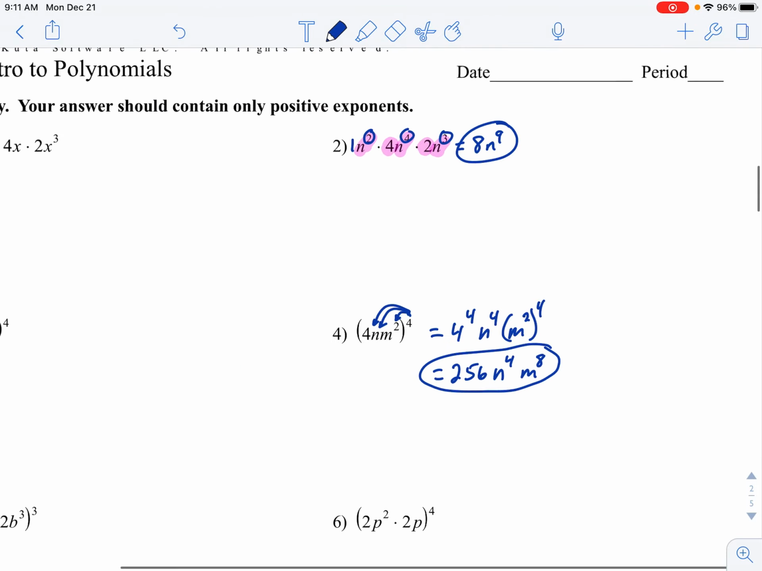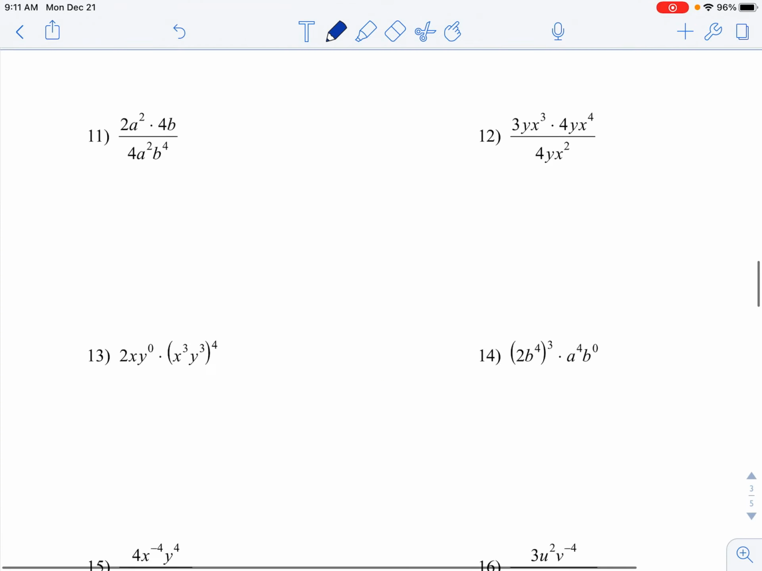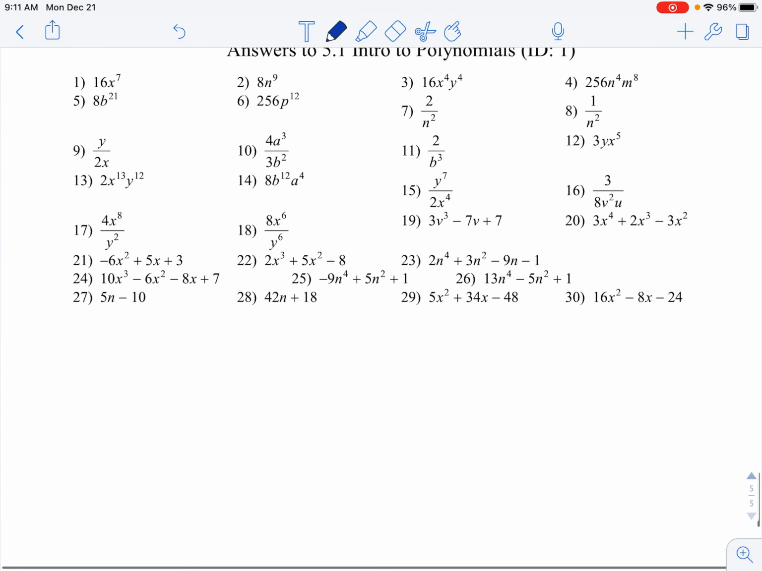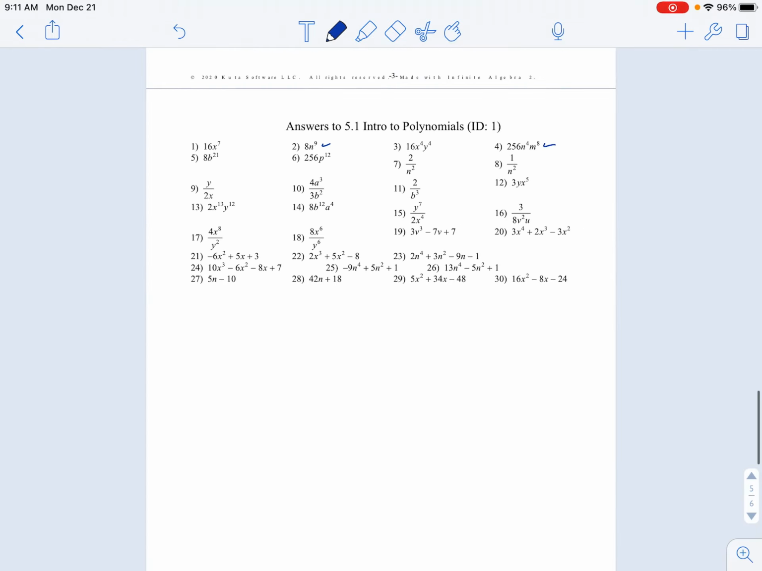Okay, so we got a couple done here. Let me scroll down and check the answers. Oh, having trouble with my iPad. Okay, there we go. So 8n to the 9th and 256 n to the 4th, m to the 8th. So far, so good.